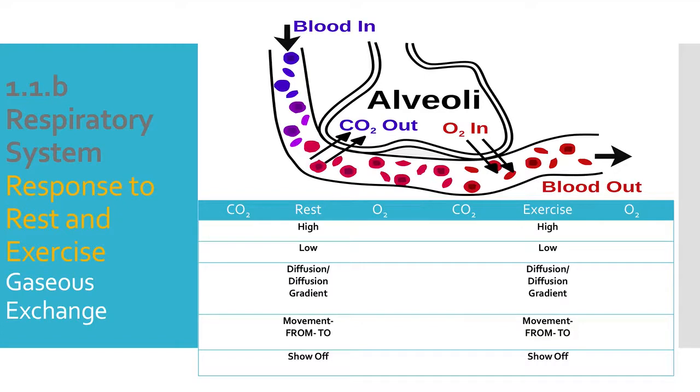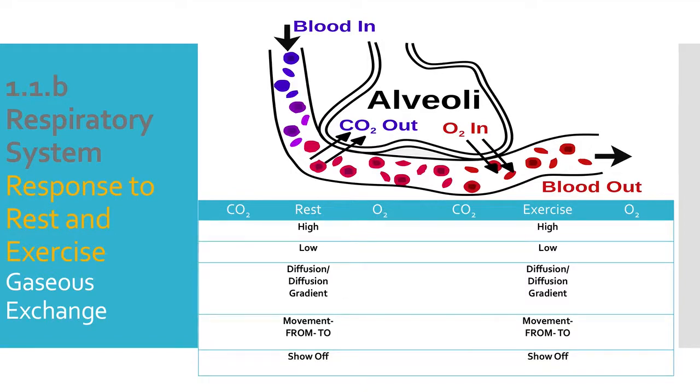Okay, so exercise and CO2. CO2 then is high in the capillaries, and I would say it's higher than at rest because there's been increased aerobic respiration, so increased production of CO2. It is low in the alveoli. There is a steeper diffusion gradient created, and therefore the CO2 moves from the capillaries into the alveoli at a faster rate when it's expired.